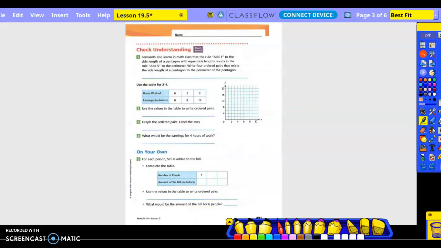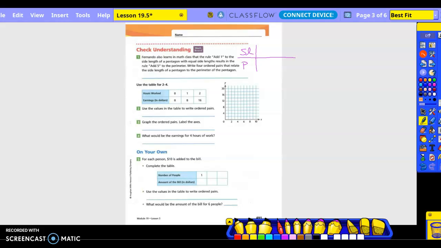Check understanding. Number one, Fernando also learns in math class that the rule add 1 to the side length of a pentagon with equal side lengths results in the rule add 5 to the perimeter. Write 4 ordered pairs that relate the side length of a pentagon to the perimeter of the pentagon. So let's label SL for side length and then perimeter.